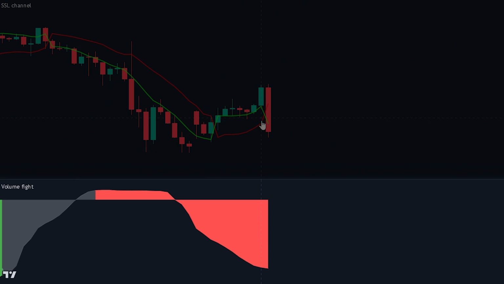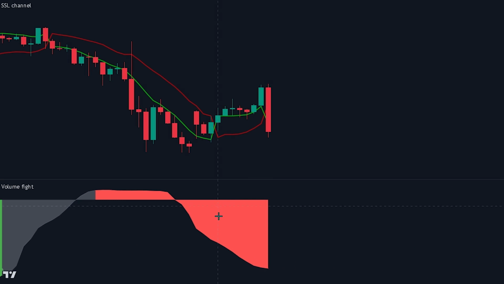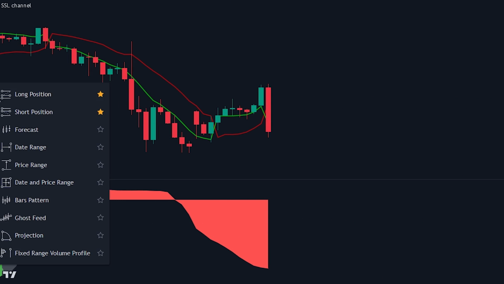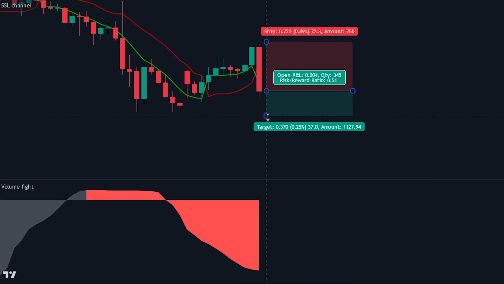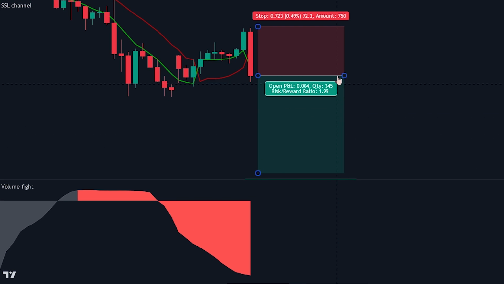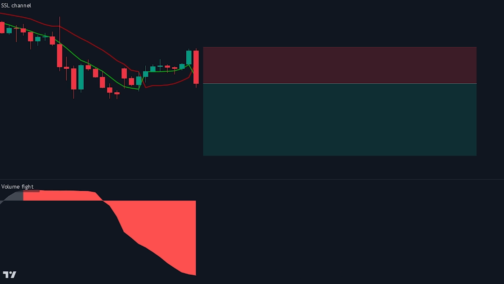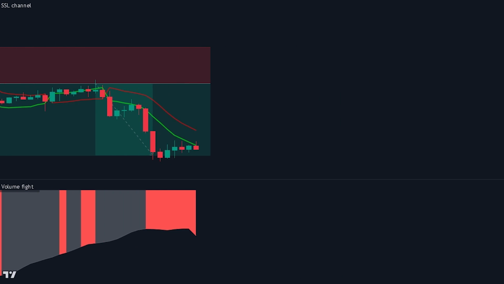If we take a look at the volume fight indicator, we can see that it is red, showing us that there is predominantly bearish volume in the market. Because of this, let's enter into the sell position. We'll be placing the stop loss at the recent swing high. For the take profit, we will be targeting a 2 times risk to reward ratio. Now let's see how the trade plays out.